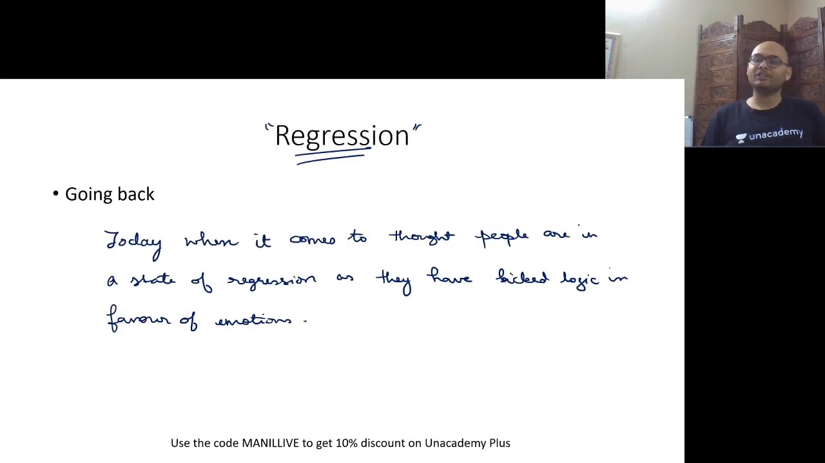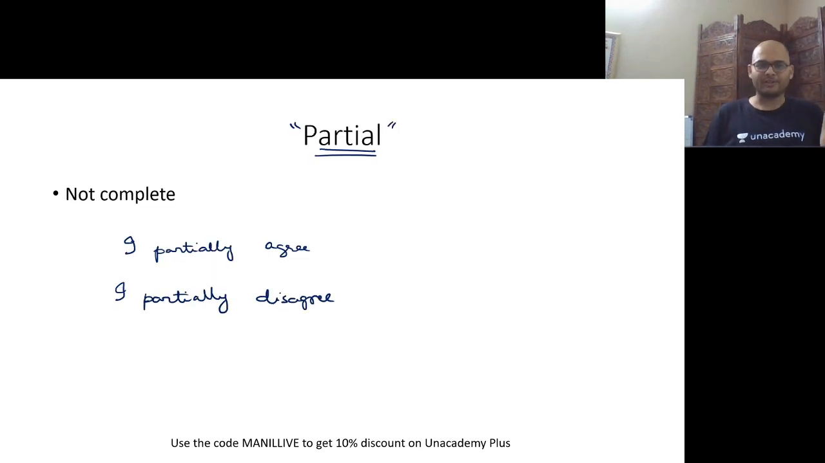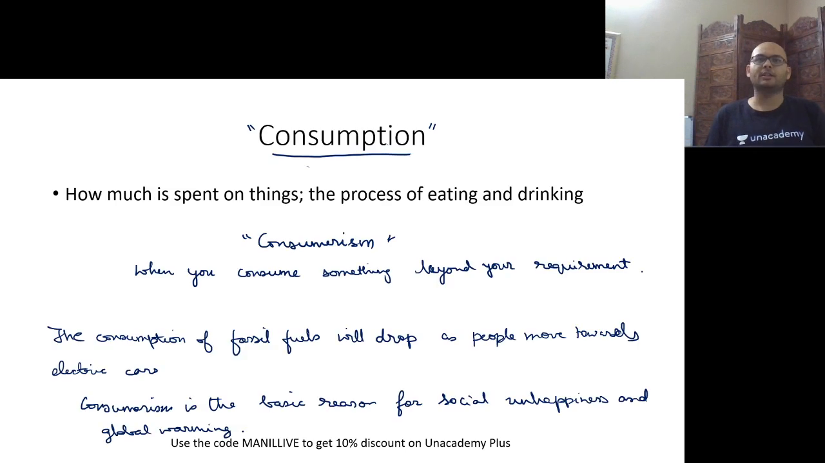Regression is when you go backwards instead of forwards, right? So thought, like I've been saying, today people are more emotional than logical, which is regression, because you want to be more logical and less emotional, right? And partial means sort of not complete, neither here nor there, right? Somewhere in the middle, that is partial.